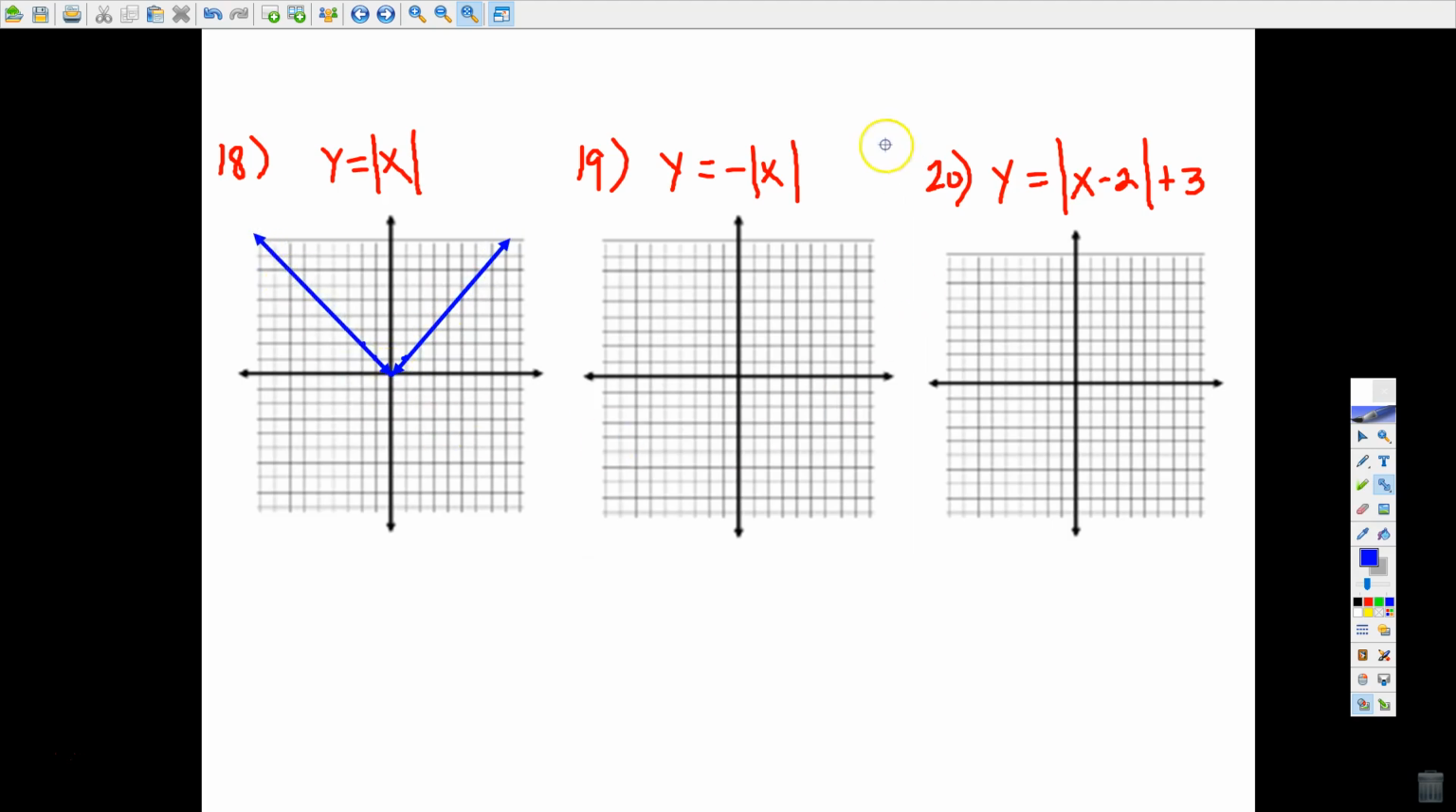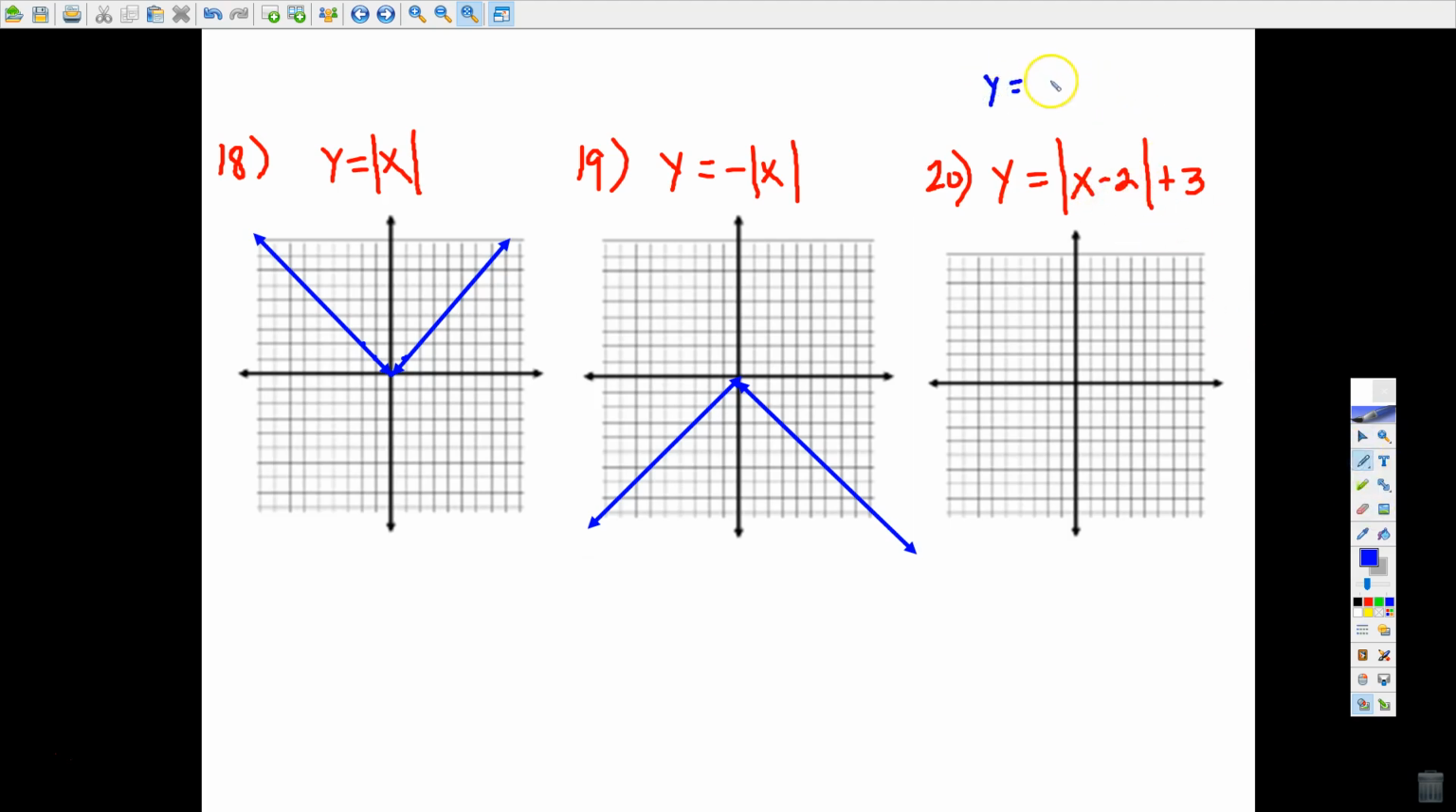So there's the parent. This means we flip the parent over the x-axis. We reflect is the technical word. And then here is a translation of this parent. And remember, inside the absolute value walls, this is the horizontal translation.